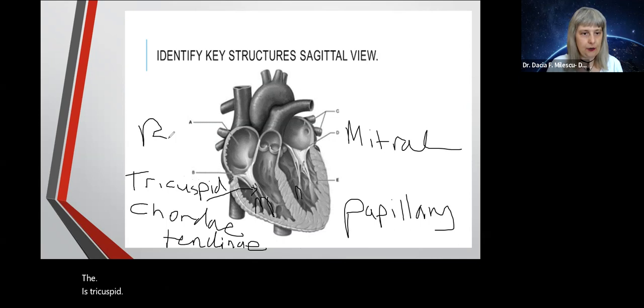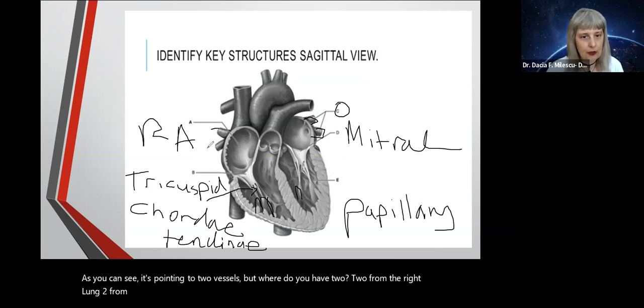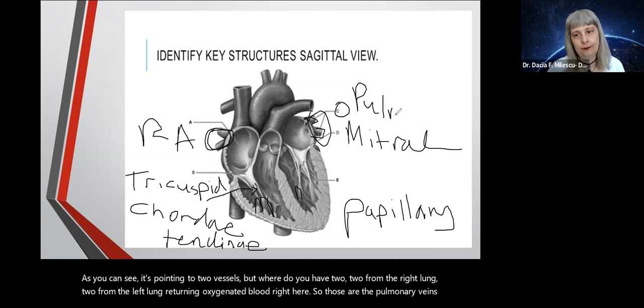A is right atrium. All right, now C, as you can see, it's pointing to two vessels. Well, where do you have two? Two from the right lung, two from the left lung, returning oxygenated blood right here. So those are the pulmonary veins, okay?